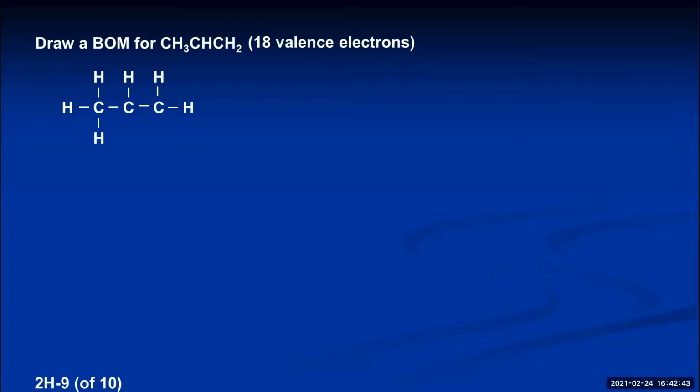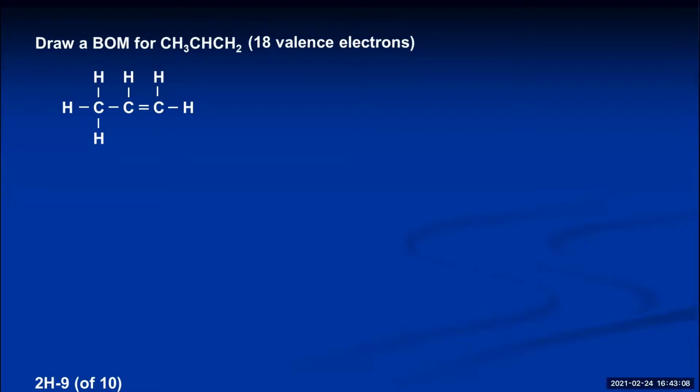How many electrons? 2, 4, 6, 8, 10, 12, 14, 16. We need 2 more electrons. Make one of the carbons have an octet with a lone pair. And that carbon has an octet, but unfortunately the middle carbon doesn't. So that means you're going to have to move that lone pair into a sharing position and make a double bond. And now everything has an octet configuration. So first step, draw the correct Lewis structure.